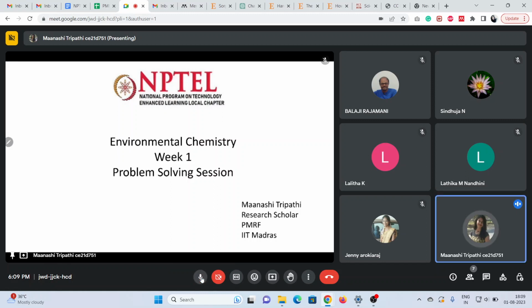As we discussed, this is the environmental engineering course. This is the first week of the problem solving session. Two such problem solving sessions are running parallelly. One is offered by another girl, I don't remember her institute, and one is offered from IIT Madras. Both of us are pre-MRF students, so we are getting this opportunity to teach the same course as a doubt solving session to you. Please take full help from this course.